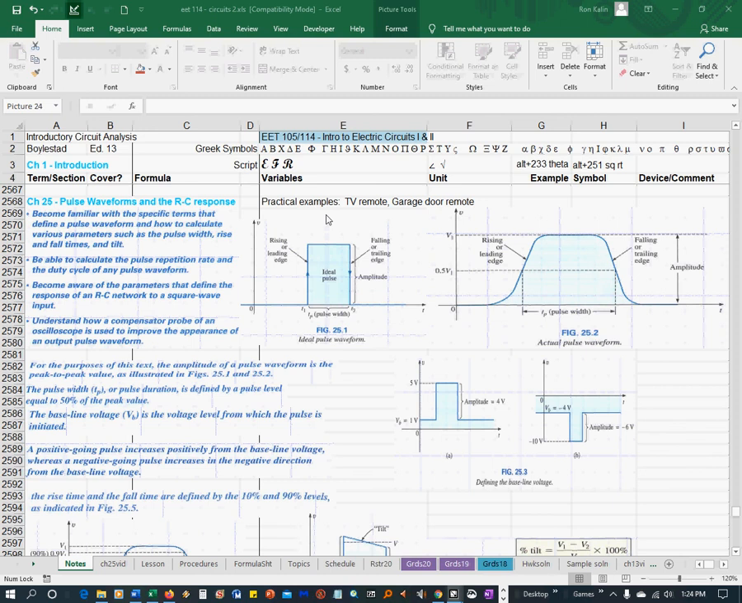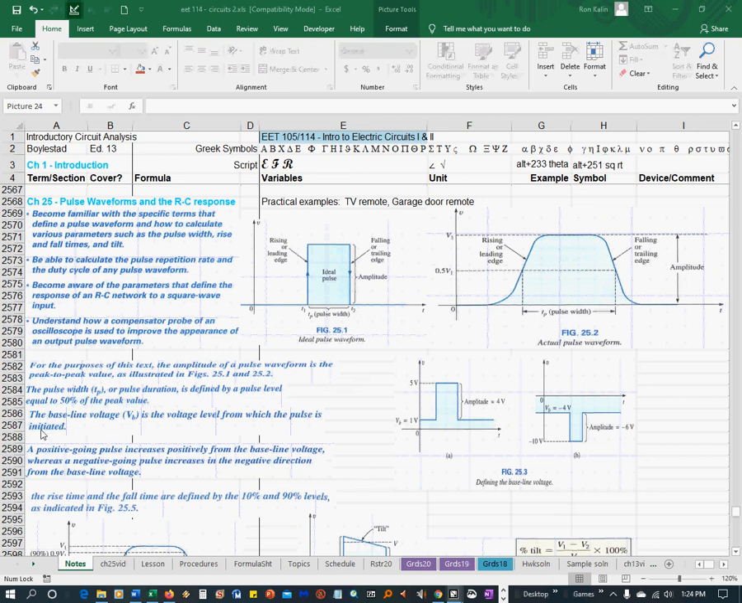Okay, some practical examples would be like your TV remote or garage door. Any kind of remote control sends out a pulse. For the purposes of this text, the amplitude of a pulse waveform is the peak-to-peak value illustrated in these examples. So, like, this is the amplitude here, all right? And this would be the amplitude here. It's the peak-to-peak value. This would be the amplitude for a negative pulse, so it can also go in the negative direction. All right.